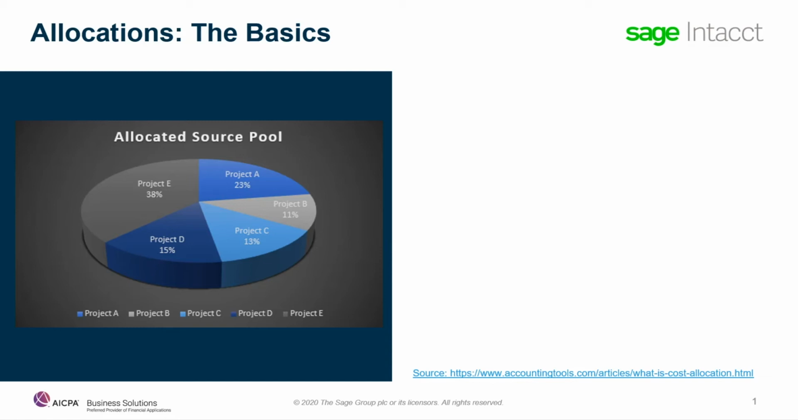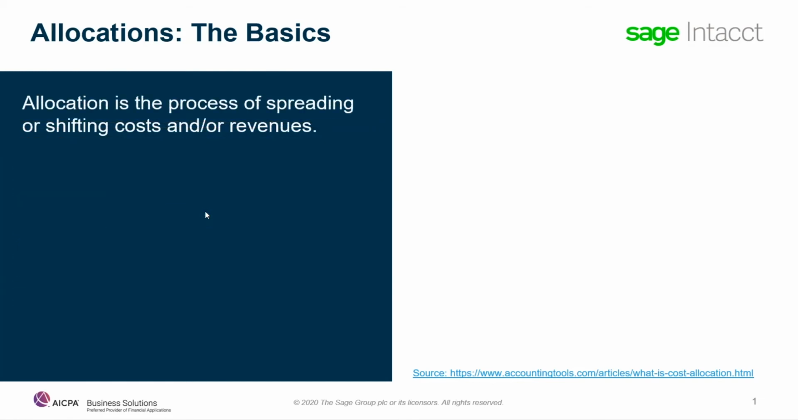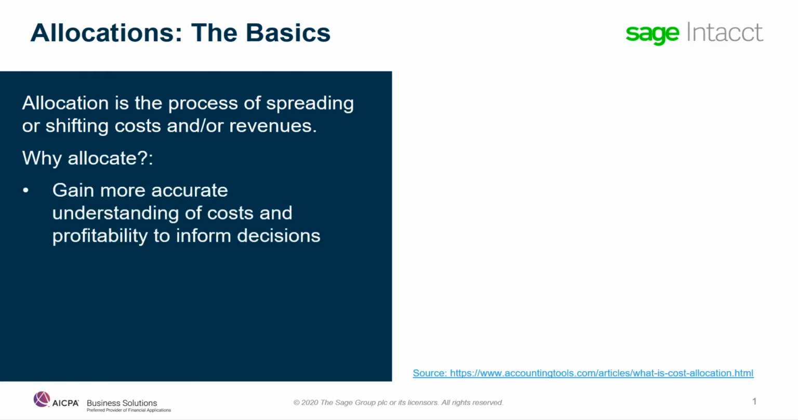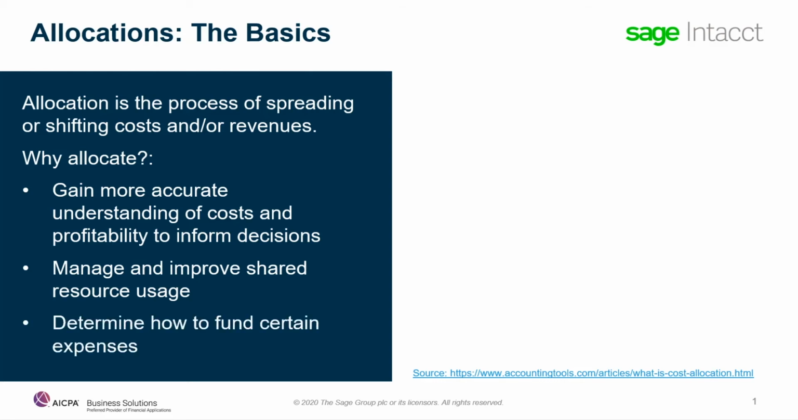In fact, they can be transactional or dynamic, depending, of course, on the use case that needs to be solved for. Let's take this pie chart, for example. This is serving to depict how much expense or revenue will be distributed across certain projects. So basically, an allocation is the process of spreading or shifting costs and/or revenues elsewhere within the organization. Now, why would we ever want to do this? Well, maybe it's to gain more accurate understanding of the costs and profitability in order to make more informed decisions, or to manage and improve the usage of shared resources. Perhaps we want to determine how certain programmatic and/or organizational expenses will be paid for. These are just to name a few.